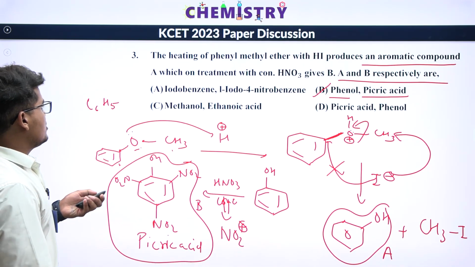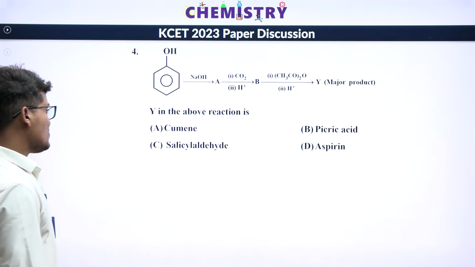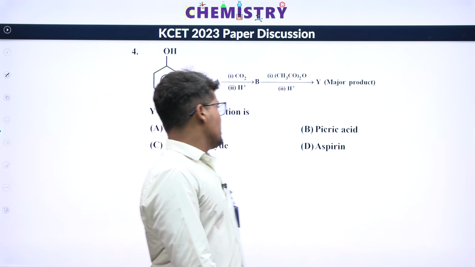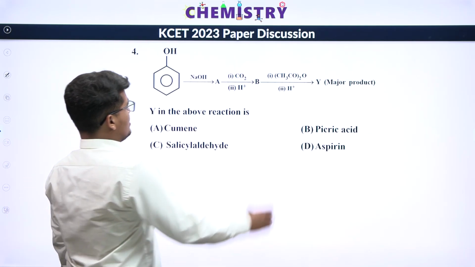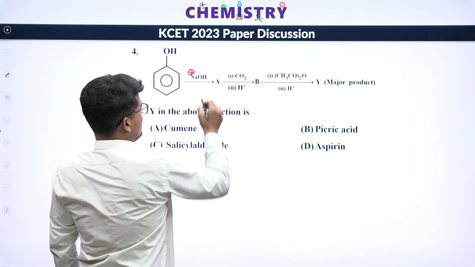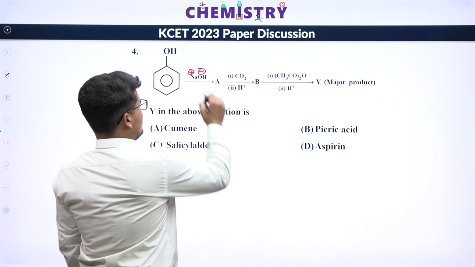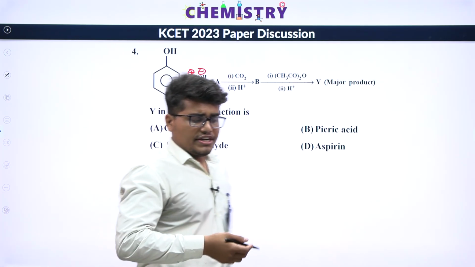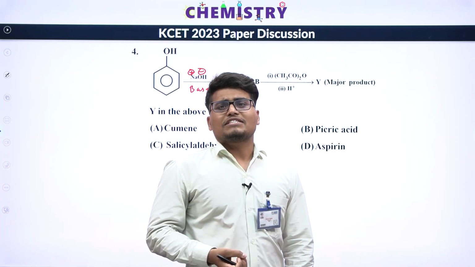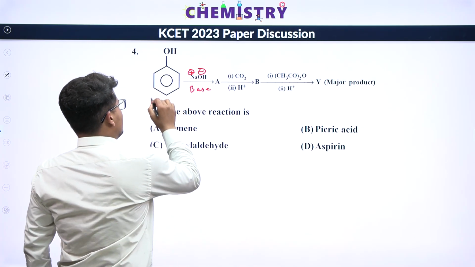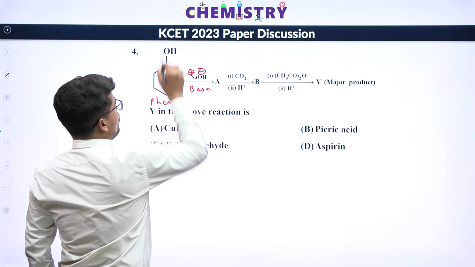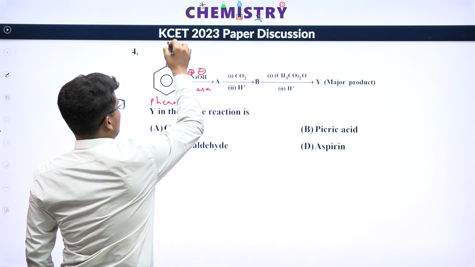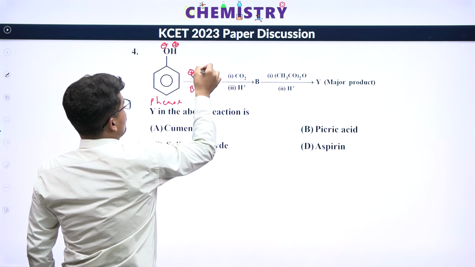Let's come to the next question, the fourth one. They have given a series of reactions and they are asking for the major product Y. In this reaction the first reagent is Na plus and OH minus. We know it acts as a base. What does a base actually do? It abstracts H plus from the acid. Now we know phenol also acts as an acid. So this H, in the form of H plus, will be abstracted by this OH minus.